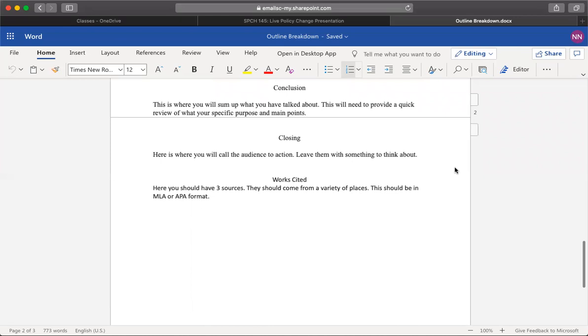So if you're not sure about how to cite these things, you're going to simply go to OWL, they can help you out. Or if you go to bidme.org, they can also help you out. You could put in your information and it will tell you how to cite that information.